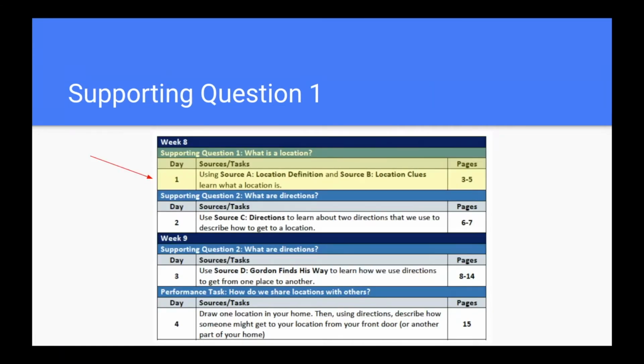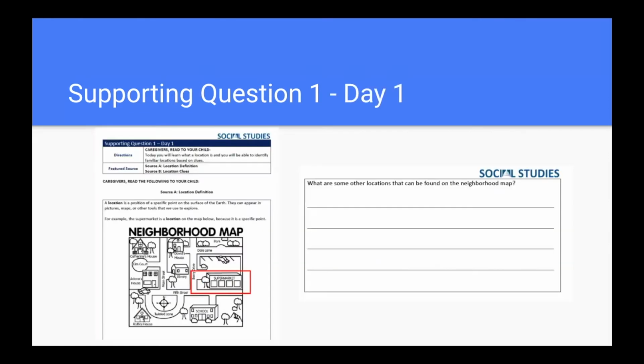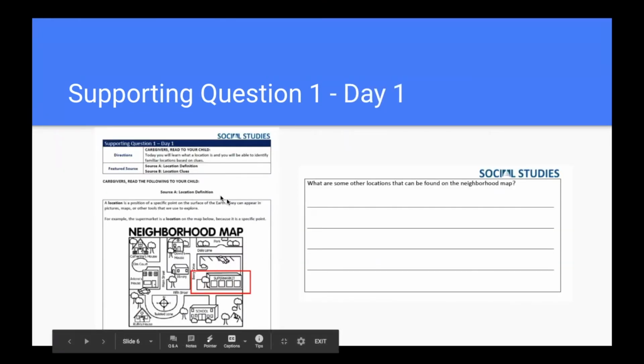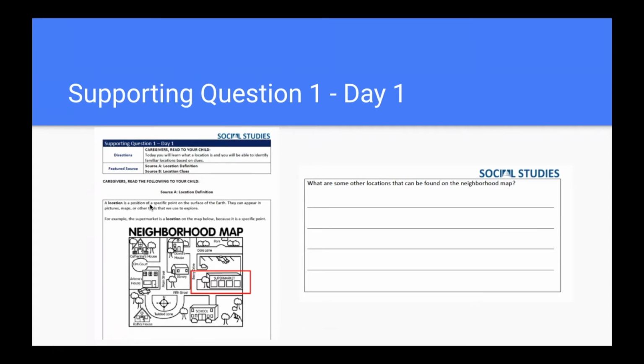Next, let's think about supporting question 1. What is a location? I was just wondering about this when reading the compelling question, and now I see that I will get an answer. Listen as I read this short text aloud to you. A location is a position of a specific point on the surface of the Earth. That's just the planet we live on.